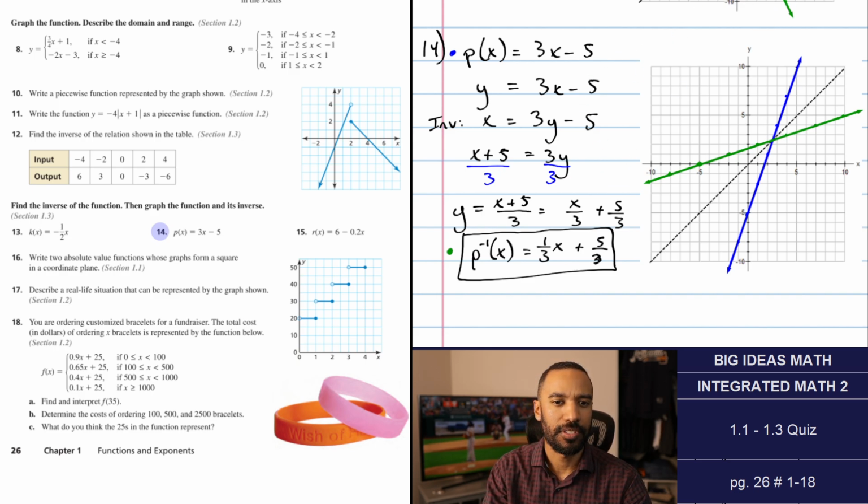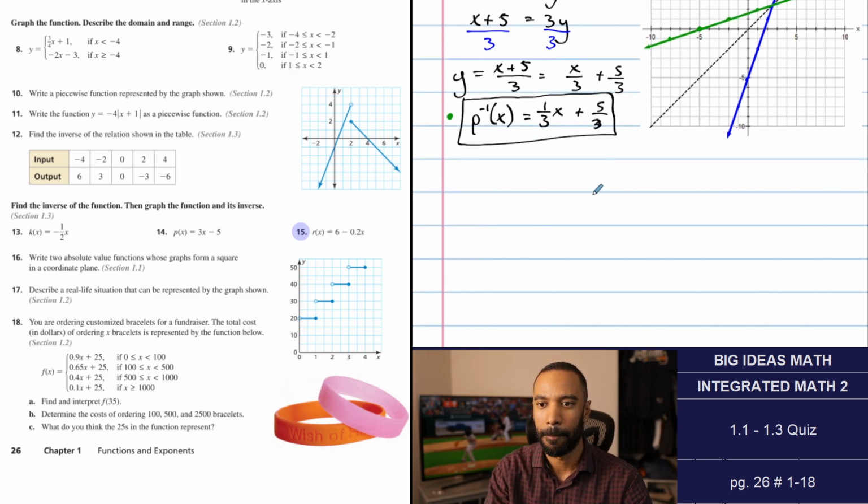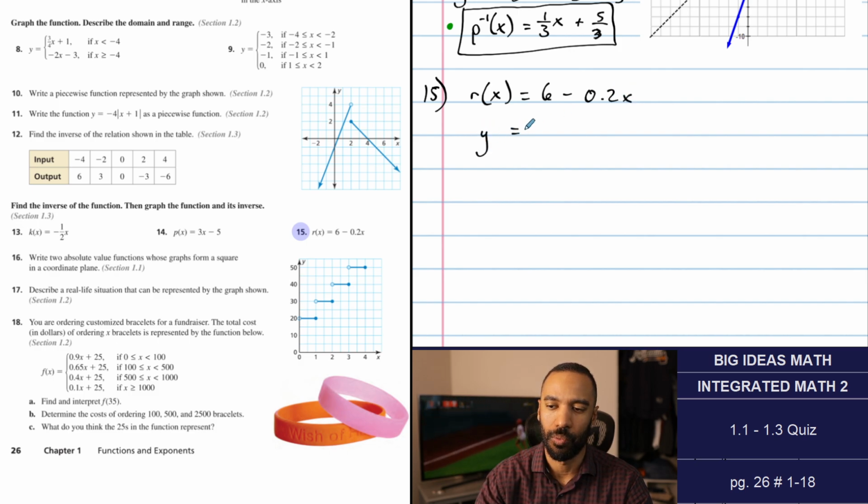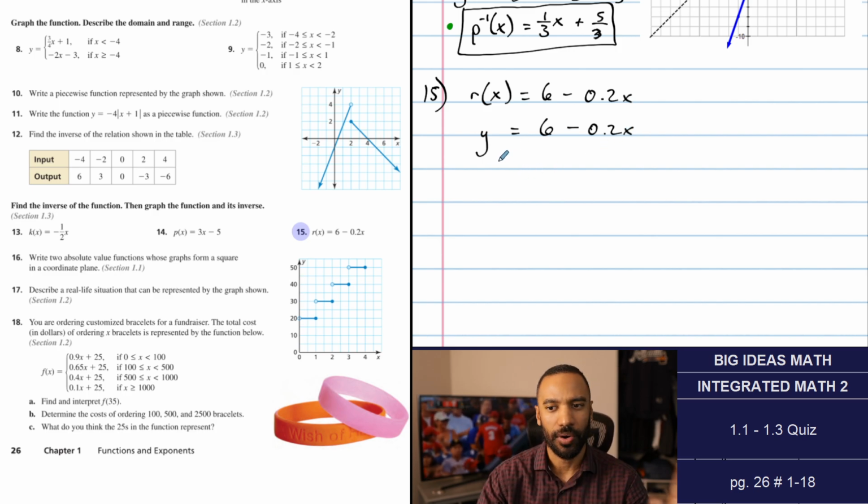All right, then we have number 15. Still the same concept. They do have a decimal written out. Let's look at this. I would generally like to rewrite this one in some way. First things first, I will turn this into y.